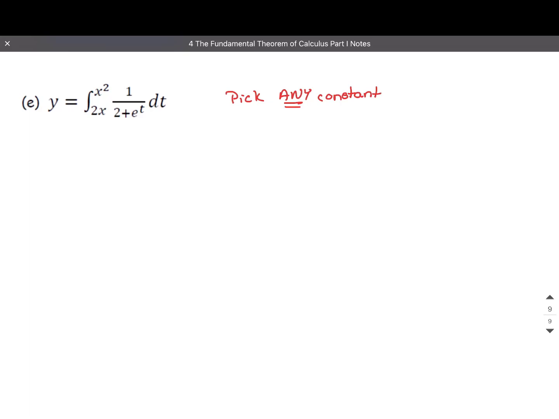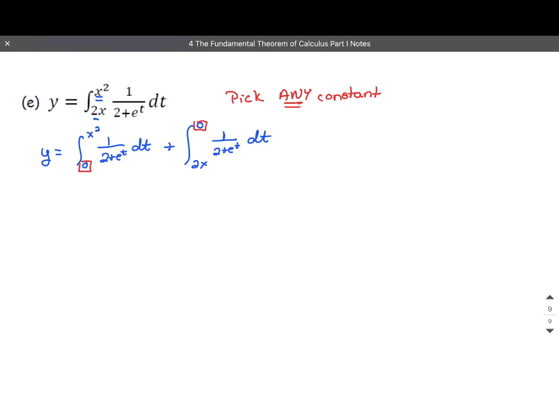I'm going to pick 0. You can pick any one you want. I'm picking 0. And I'm going to rewrite this as y equals the integral from 0 to the old upper limit x squared of 1 over 2 plus e to the t dt, plus the integral from the lower limit 2x to that number that I picked. It doesn't matter what number you pick as long as it's here and here, of the same function, because when I add those two integrals, I will get the original one that I was given.